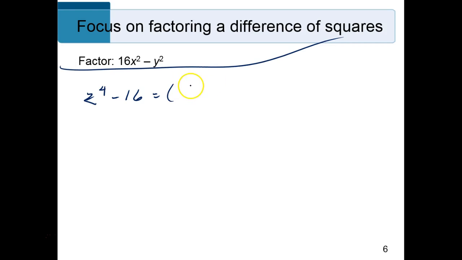A little louder. z squared. That's a good first start. z squared what? A little louder. Plus 4. Got it. Times z squared, a little louder, minus 4. Got it. Are we through? Why not? Because the z squared minus 4 will go again. How about z squared plus 4? Will that factor any further?